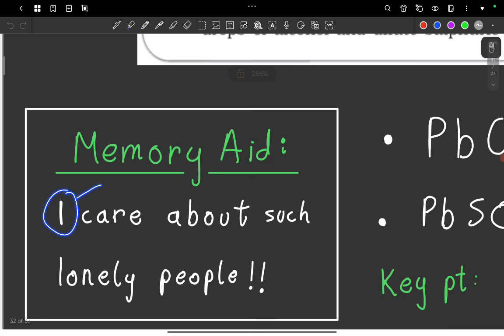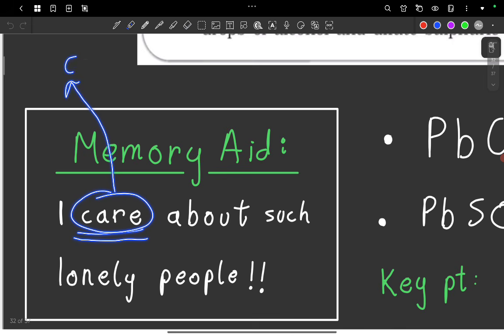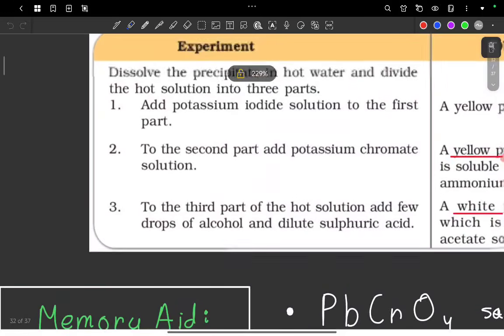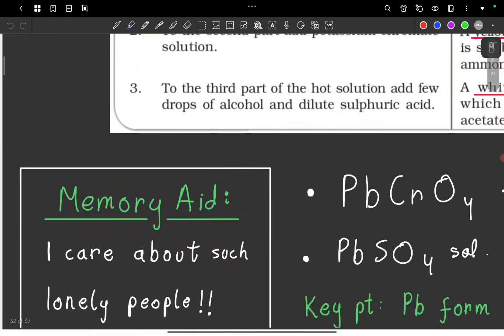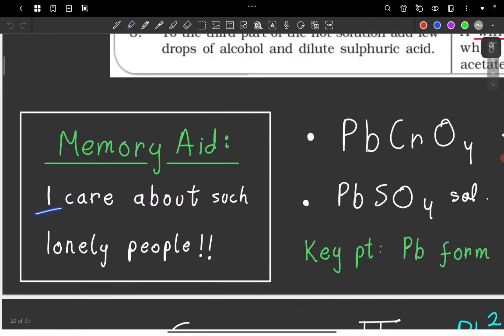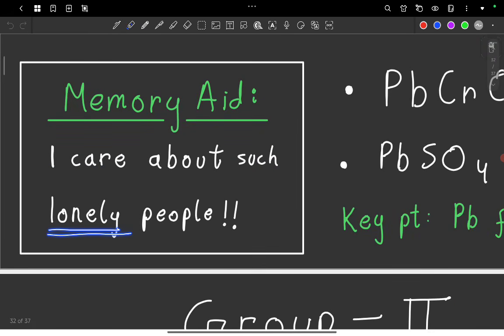Using I, you have to remember the first part has to be reacted with I minus or potassium iodide in spectator ion form. I care. Using care, you have to remember CrO4. And using such, using Su, you have to remember sulfuric acid. Okay. So the first line takes care of the tests which are given to the three parts of the precipitate. One of them being I, one of them being care or the chromate, and one of them being such or the sulfuric acid. Now, why did I say lonely here?